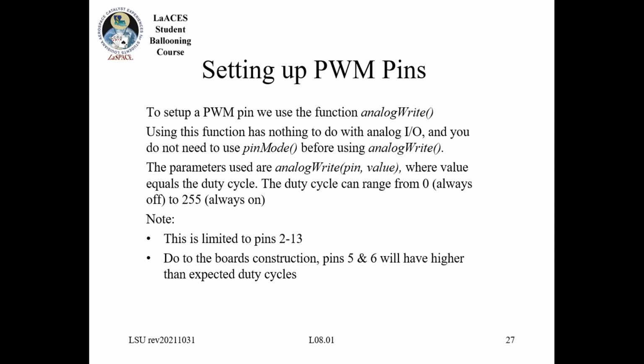So if you wanted to figure out, well, what would 50% be? Well, it would be 127 or 128, right? You can't actually get 50% exactly, but you can put any possible value in there. So you basically have 255 steps between full on and full off.